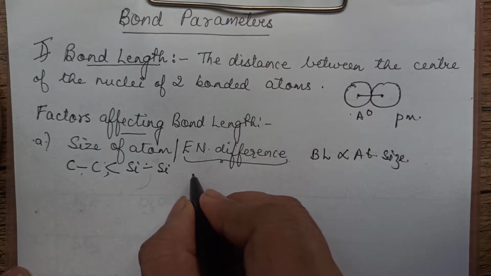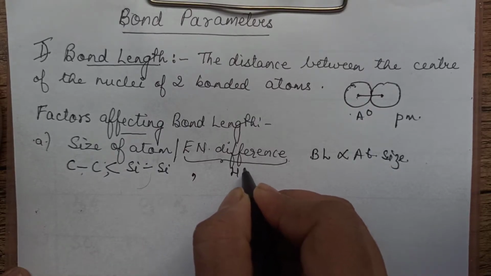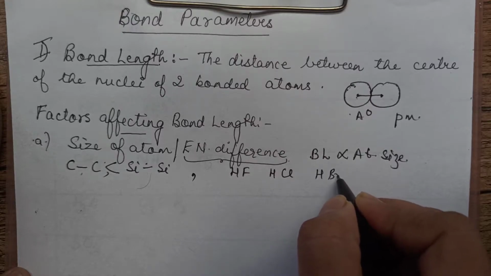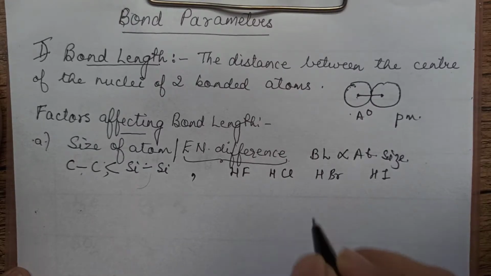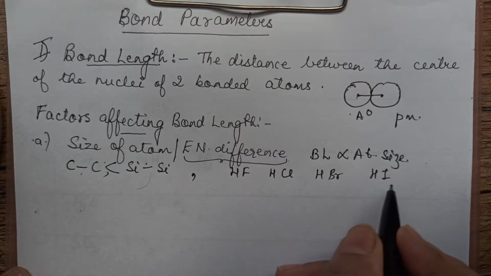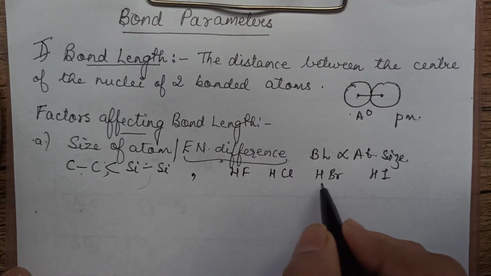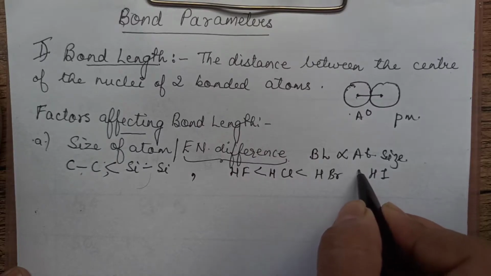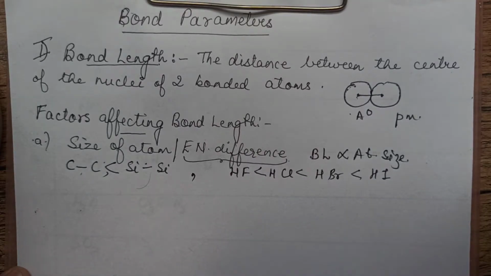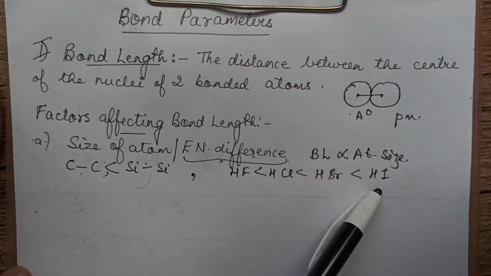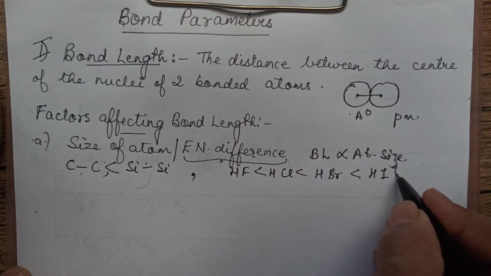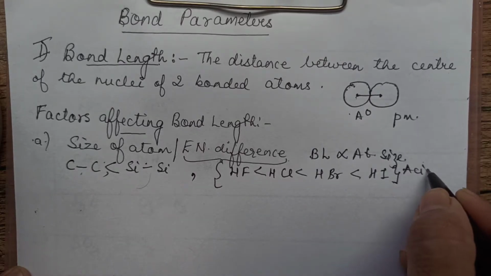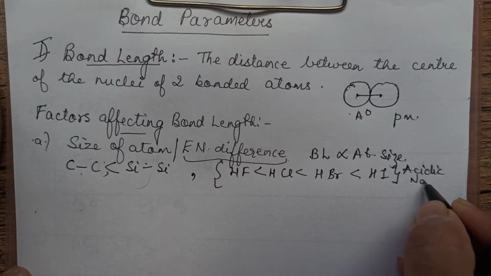Next, you can compare another example: HF, HCl, HBr, and HI. H is common in them, but the halogen is changing and the size of the halogen is increasing. So the bond length will increase in this order, and HI will be the longest. With respect to this, you can also be asked a question like: arrange them in increasing order of acidic nature.